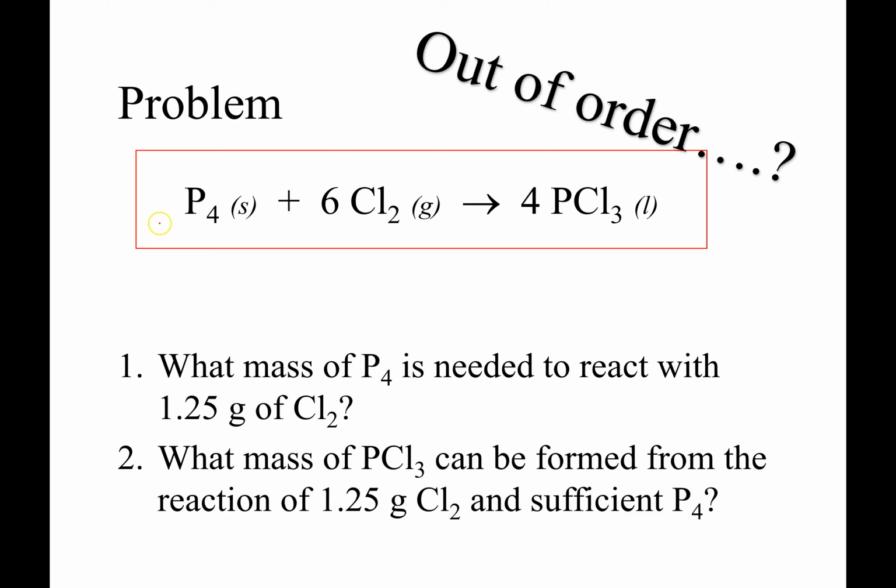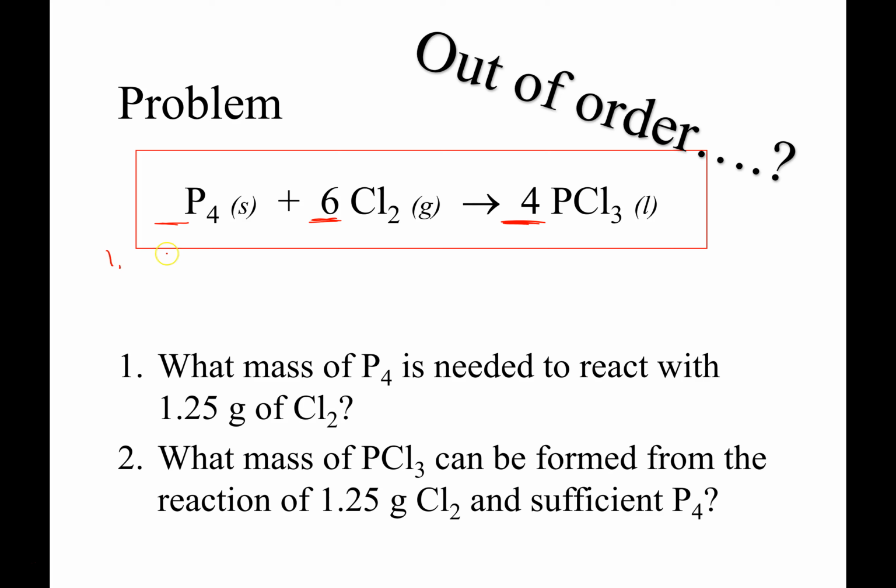We have 1 mole of P4 reacts with 6 moles of Cl2 to form 4 moles of PCl3. Where I had those red lines, those are going to be the heart of our stoichiometric calculation. Those are relative moles, so keep that in mind. We have a couple of problems here. The first problem looks like this.